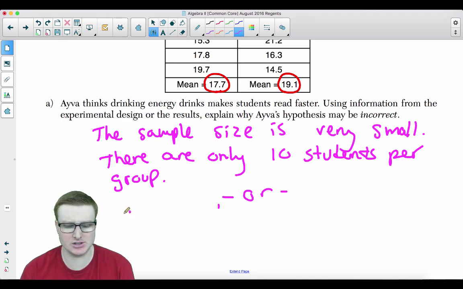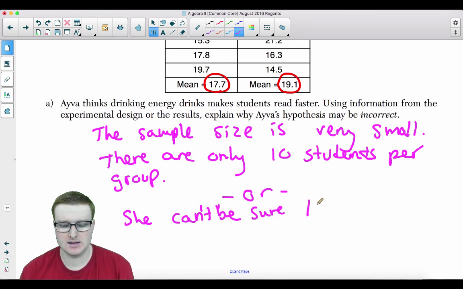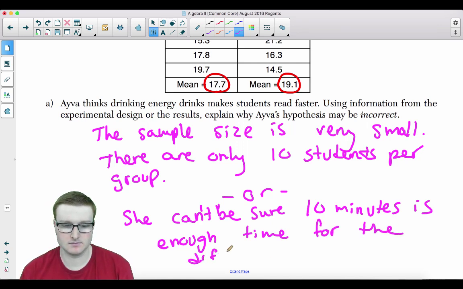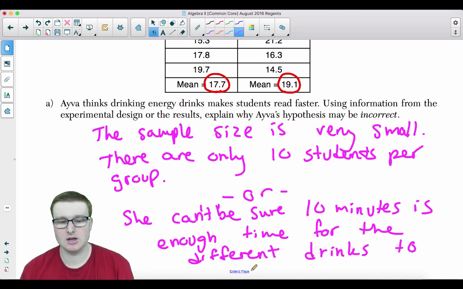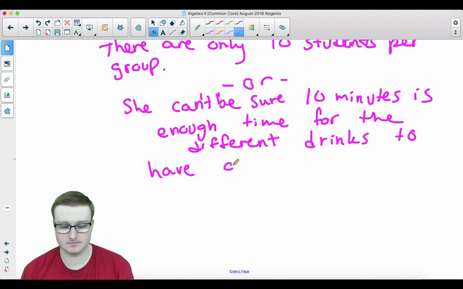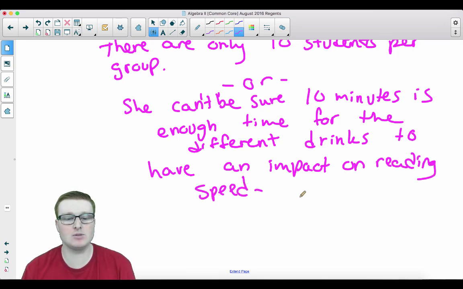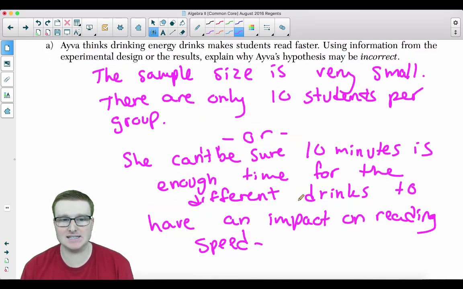So what I also said is this. She can't be sure 10 minutes is enough time for the different drinks to have an impact on reading speed. So any of these answers would be acceptable because both of them show a flaw in her hypothesis. The sample size is too small. You need a lot more people.